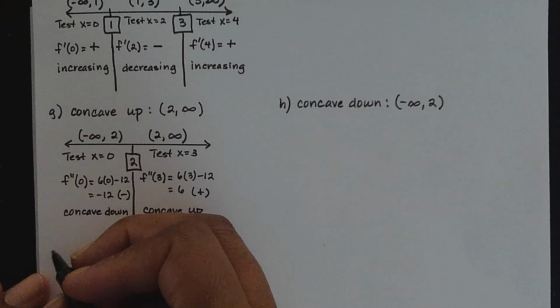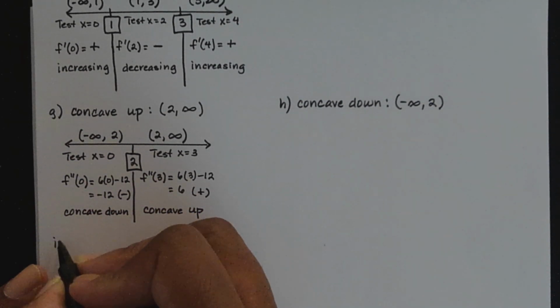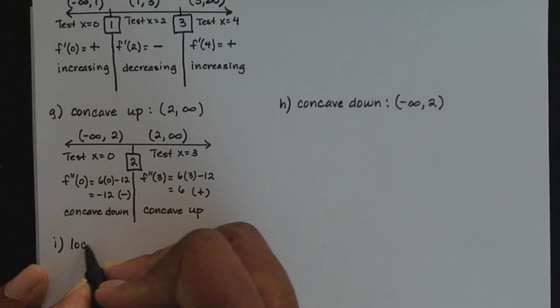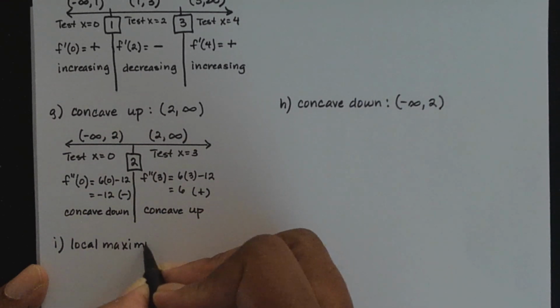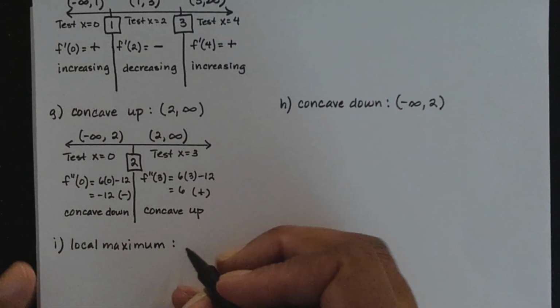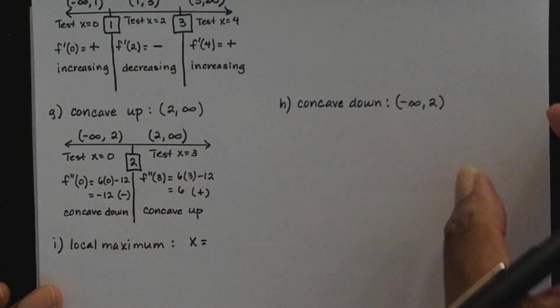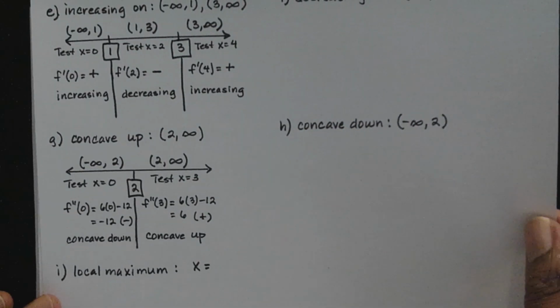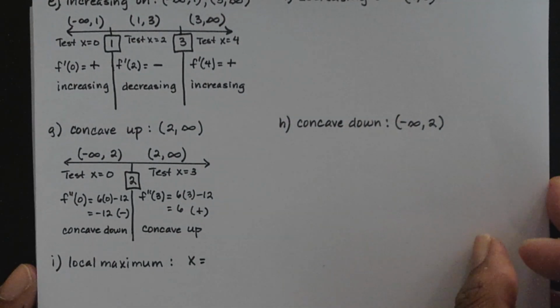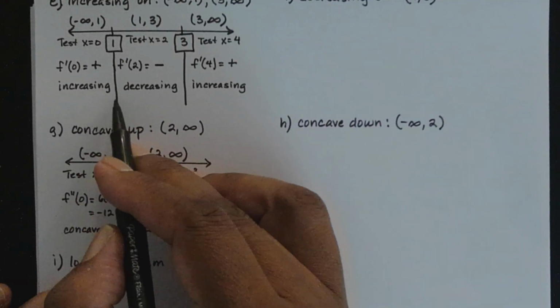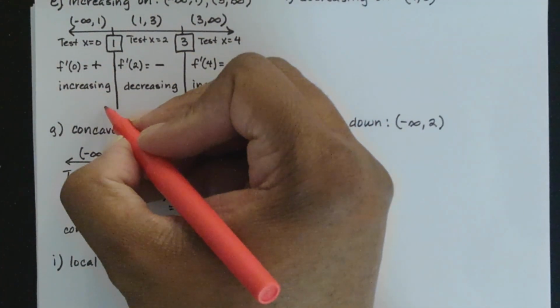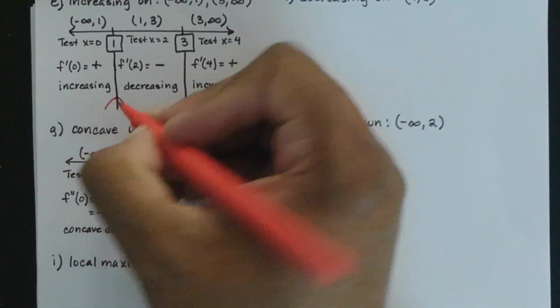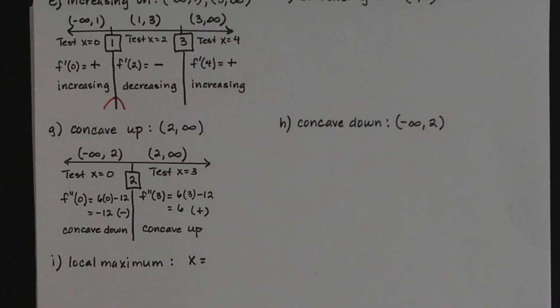Now, I and J deal with the local extrema. I asks for the local maximum. And here I just want the x value where it is a local maximum. So, what x value represents a local maximum? X equals 1. Because we're increasing, and then we're turning around and decreasing. Increasing and then decreasing. So at x equals 1 is your local maximum.